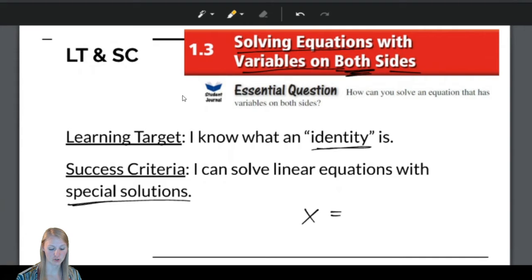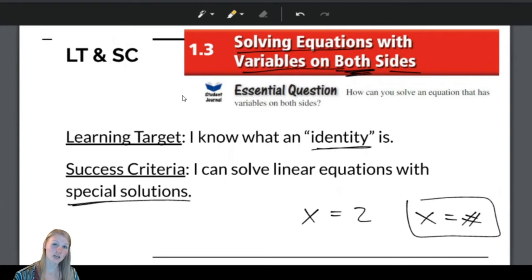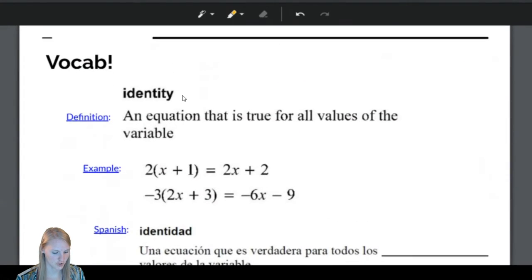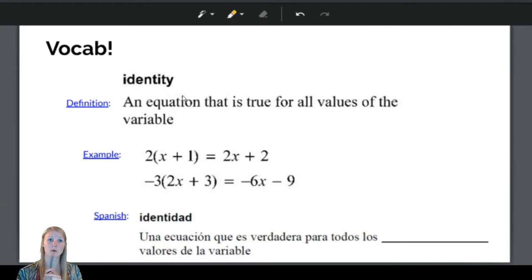Usually we have x equals 2 or x equals some number, and that is our answer. Today, things look a little bit different than that. So, let's dig right into it and see what an identity is and what our special solutions look like. All right, first, some vocab. So I would recommend that you pause the video and write this down. If you're my student, you probably are pausing the video and writing this down.